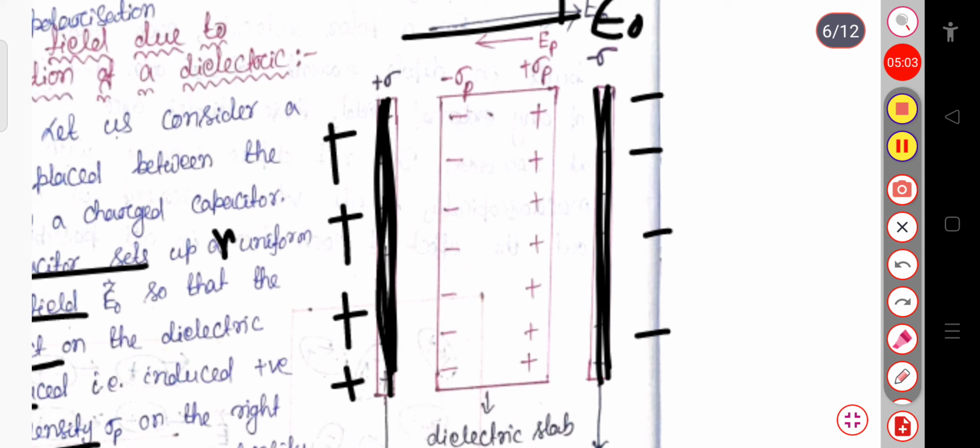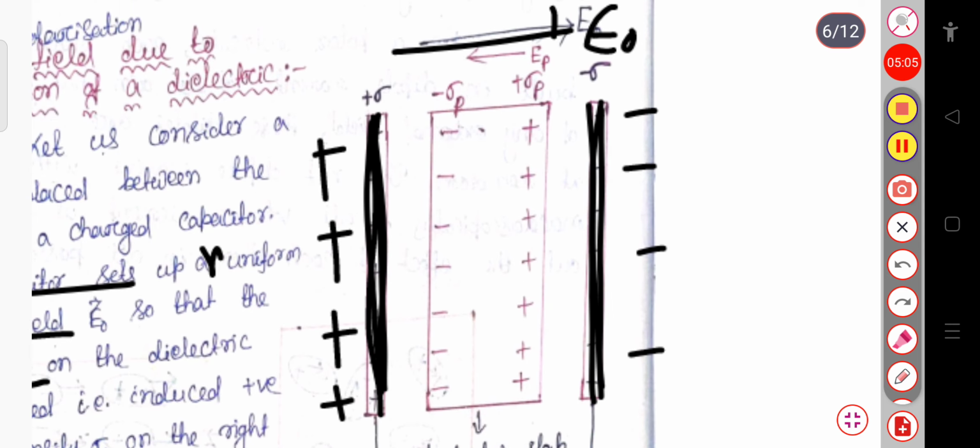So now we can see here, suppose there are two charged plates: this one is your positive charge plate and this one is suppose the negative charge plate. For the positive plate we can say this is plus sigma, the charge density of the capacitor, and this one is minus sigma, the charge density for this capacitor.